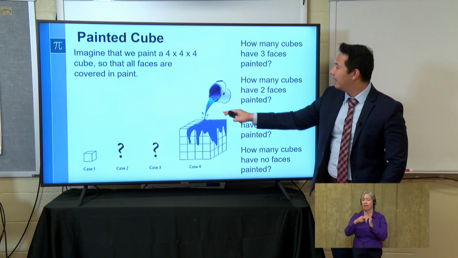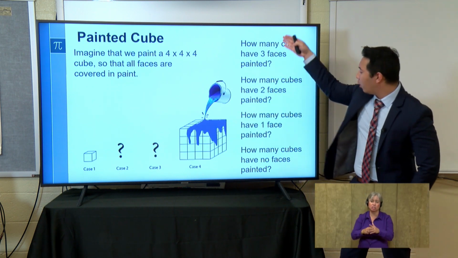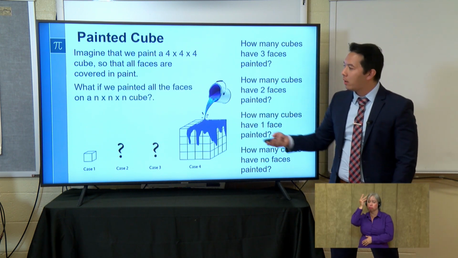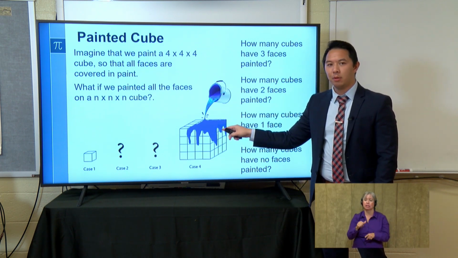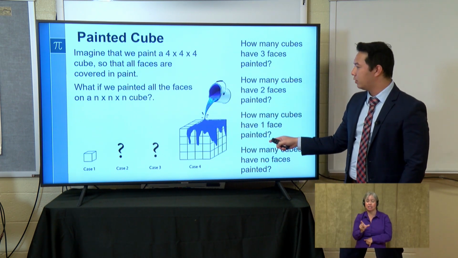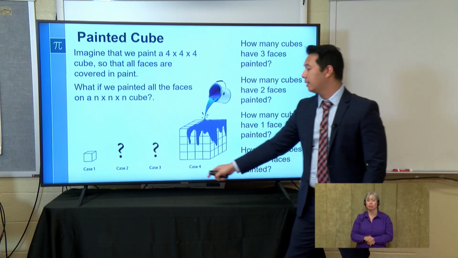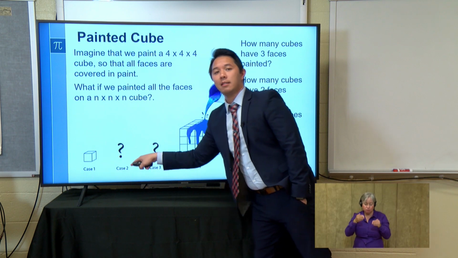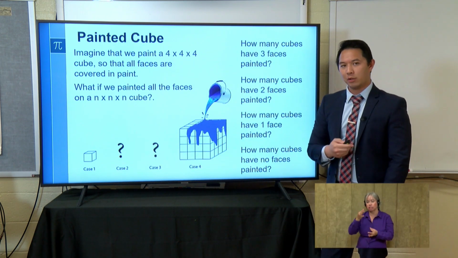So how can we begin to answer these questions by looking at this particular model? And then once we answer those questions, I want us thinking about what happens if I have any size cube. How can I answer these questions? And again, all of this with the lens of functions. Does it matter the case number that we're looking at to determine the answer to these questions?